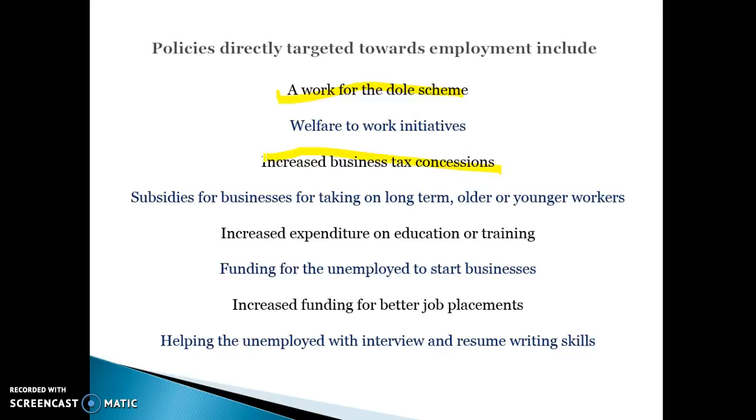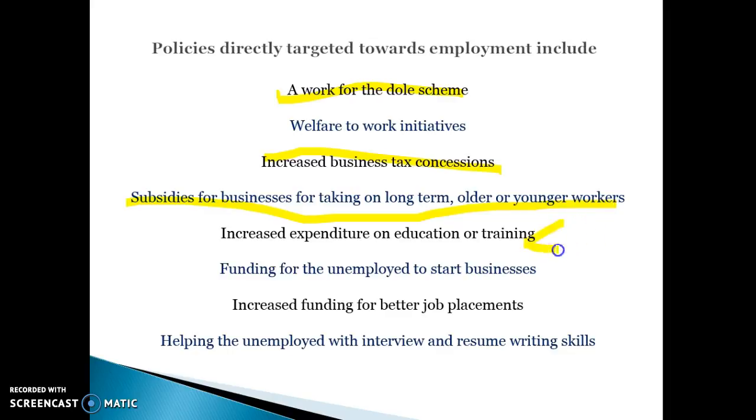It might be tax concessions for employing certain people, which would have an even stronger effect. So it might be tax concessions for employing people over 50, tax concessions for employing young workers. And that's the same sort of thing. Subsidies for businesses taking on long-term or younger workers. These people are the most likely to be unemployed, so we put policies in place to try and target young or old workers. Increasing expenditure on education and training.